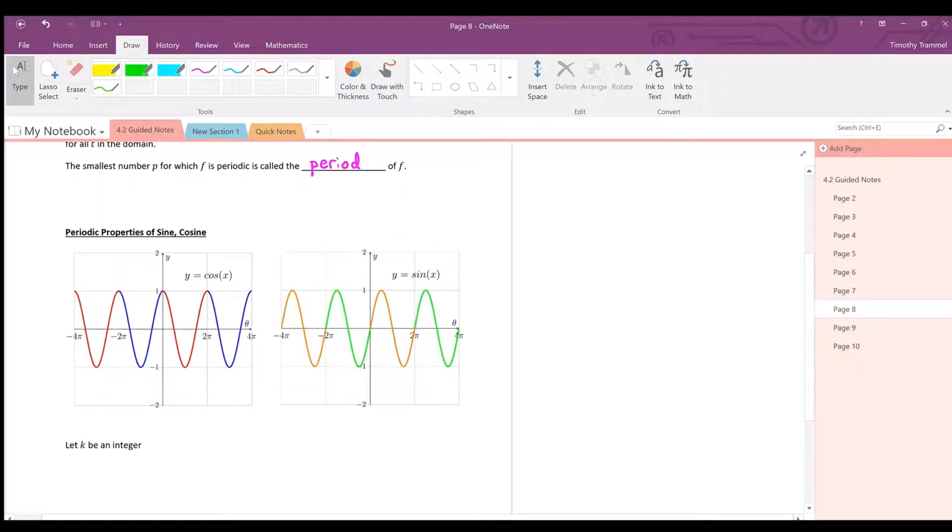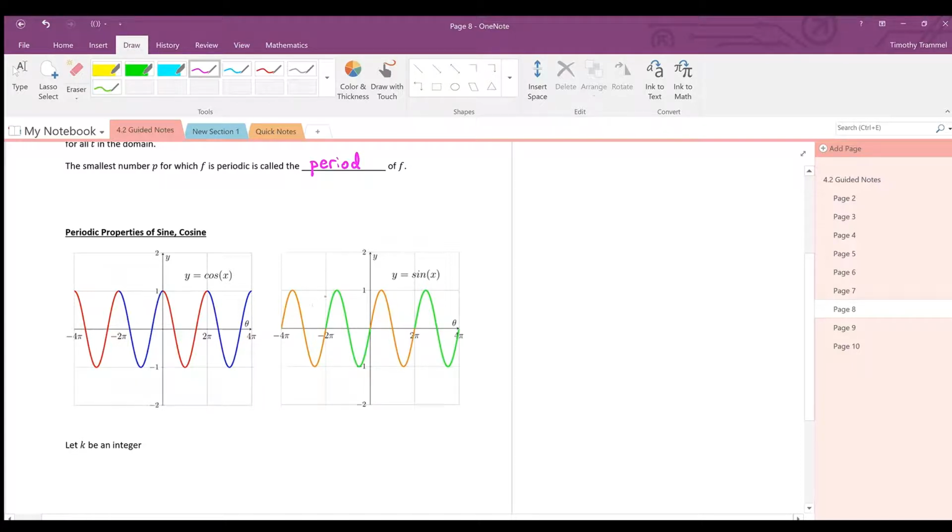So let's take a look at cosine and sine and see what it is that makes them periodic. What makes a graph periodic is if you have a pattern that keeps repeating. You can see I've gone red, blue for cosine, and all of these red and blue pieces look exactly the same. And this pattern happens to repeat every 2 pi.